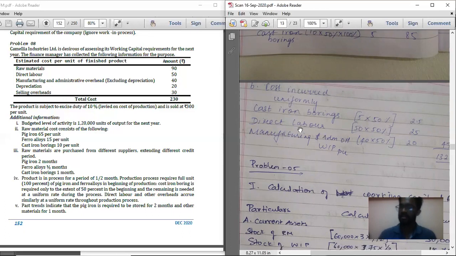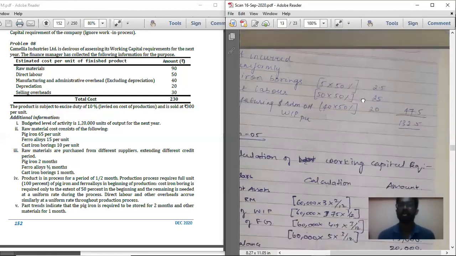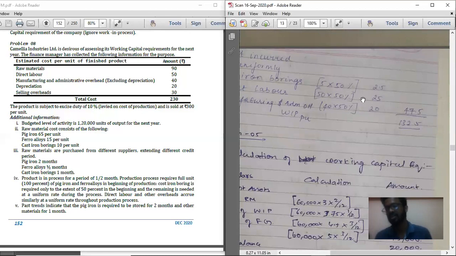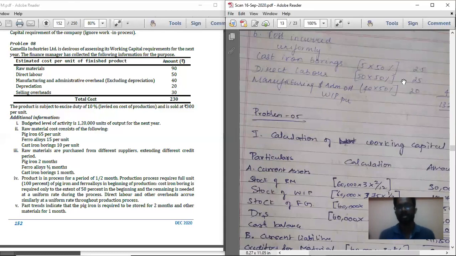See, understand it properly. The total raw material of cast iron borings required is 10 rupees. In that, 5 rupees you have already given in the beginning itself. So what is remaining available? 5 rupees. The remaining 5 rupees, you should give at regular intervals. What they are telling is the remainder is given at a uniform rate. So this 5 rupees is given at a uniform rate, so 5 into 50%. Next to cast iron borings, open a bracket, 5 into 50%. Inner amount column 2.5 rupees. Below that, direct labor.